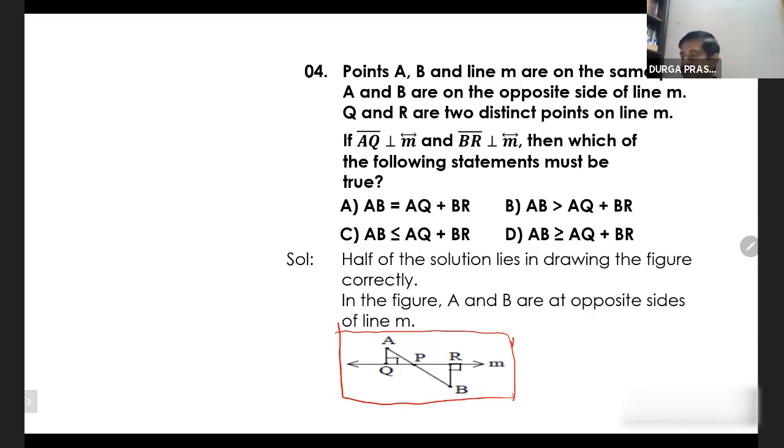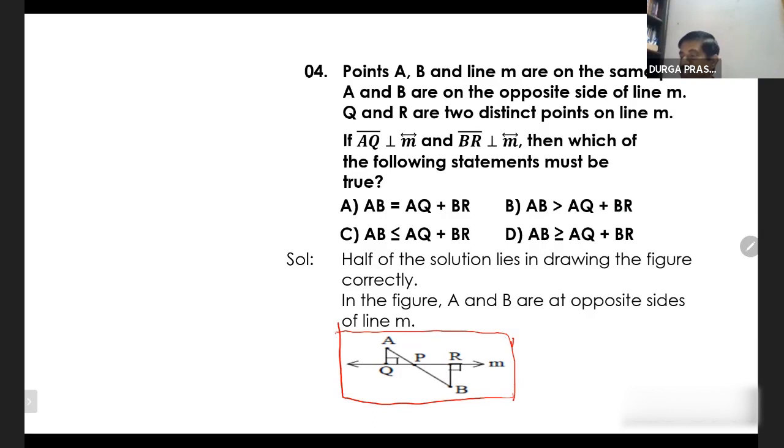So AB is AQ plus BR. AQ plus BR means this length plus this length, which is not true because in AB, AP is greater than AQ and PB is greater than BR. So option A cannot be right. AB is greater than AQ plus BR. So that is definitely true.